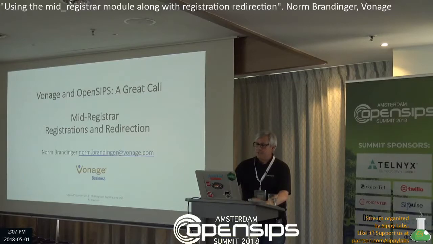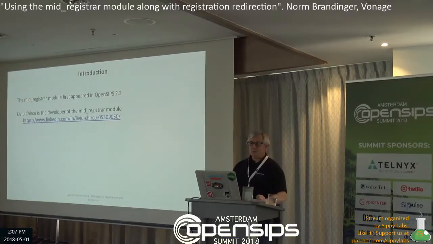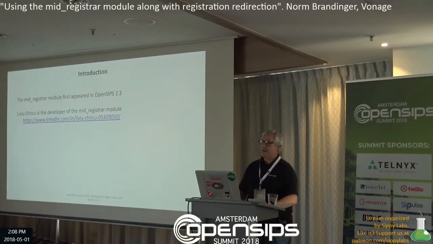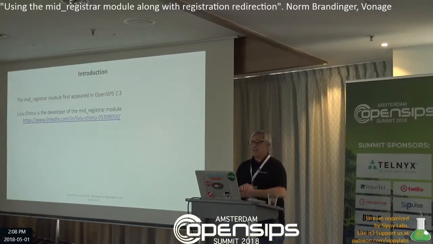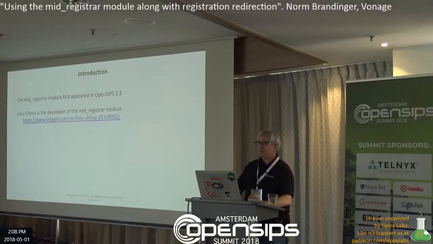The folks at OpenSIPS in 2.3, Liviu was the developer behind the Midregistrar module, did a great job at solving this problem with the team. To solve the problem where you've got a tremendous amount of traffic that's hitting your registrars, and you need to find a way to not just continually build up registrars and throw hardware at the problem, but try to come up with a more elegant solution. And that's what the Midregistrar module was designed to do. It came out in OpenSIPS 2.3. 2.4 was announced today. Obviously, if you've been on GitHub, you could pull down 2.4 for a while. It's got lots of updates to the Midregistrar module because it's a little bit newer, but it really solves a great problem.